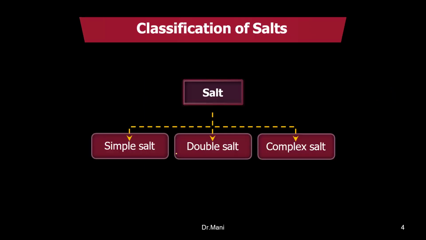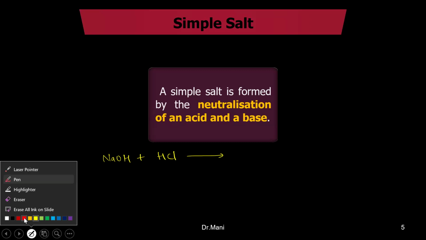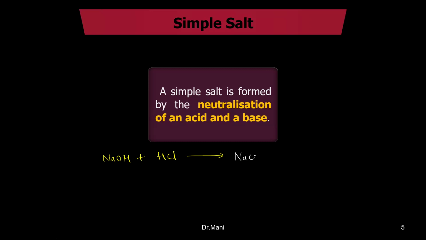There are different types of salts: simple salt, double salt, and complex salt. What is a simple salt? A simple salt is formed by the neutralization of an acid and a base. Suppose you take an example, NaOH reacting with HCl. Here NaOH acts as a strong base and HCl is a strong acid. When they react, neutralization happens, giving NaCl plus water.